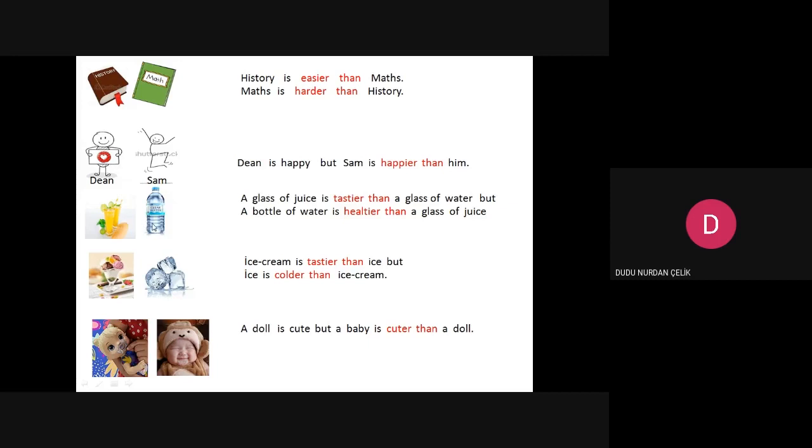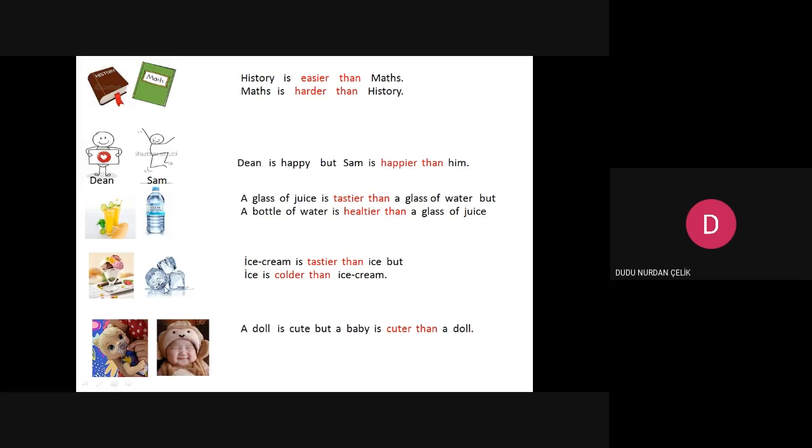We have got juice and water in this picture. Let's compare juice with water and water with juice. A glass of juice is tastier than a glass of water. We compare a glass of juice with a glass of water, two things, and we say tastier than. A bottle of water is healthier than a glass of juice. We can also say this.